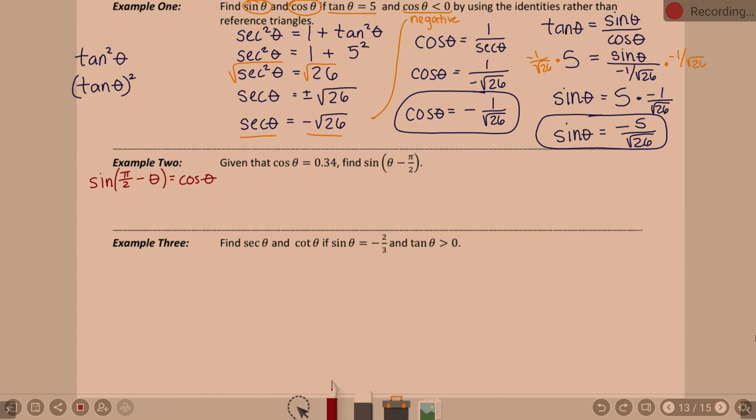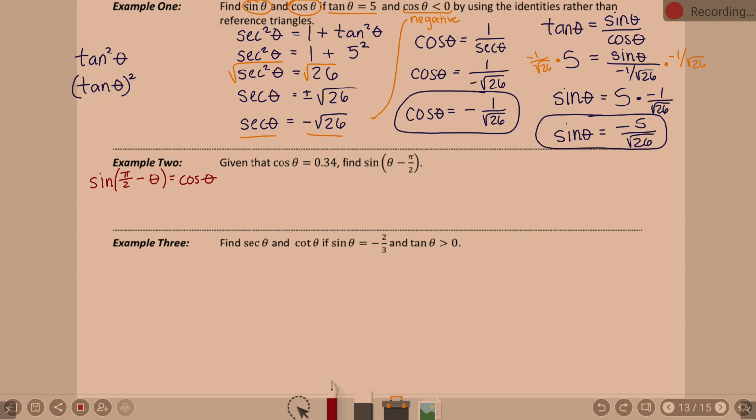Okay. So your official cofunction identity from the top half of your page reads this, yes? Sine of pi over 2 minus theta equals cosine theta. Is that exactly what we have here in the sine area? It's close, but not quite. Yes? Okay. So here's what I'm going to ask that we do. Let's do a little reorganization, if you will.